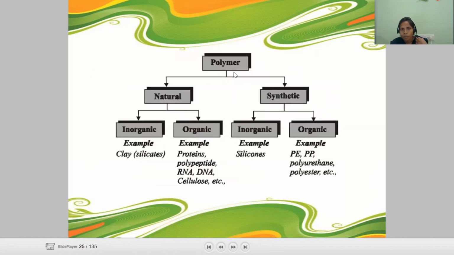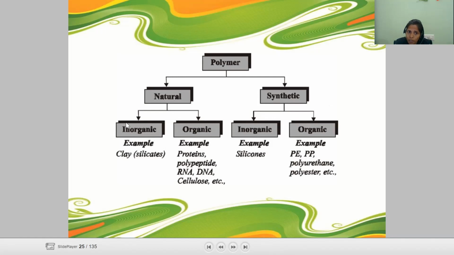See here, the polymers are two types, natural and synthetic. Again, natural polymers are two types, inorganic and organic. And synthetic also classified into two types, inorganic and organic. You know what is meant by the natural polymer? The polymer which is synthesized in nature, that is called a natural polymer. And synthetic polymer means the polymer which is synthesized in the laboratory, that is called the synthetic polymer.